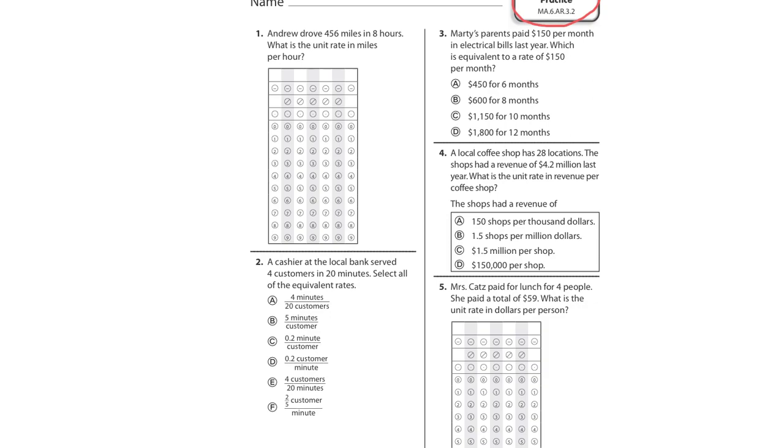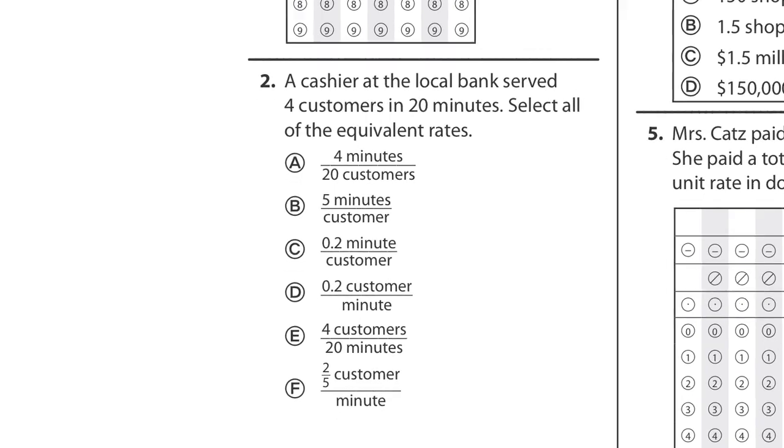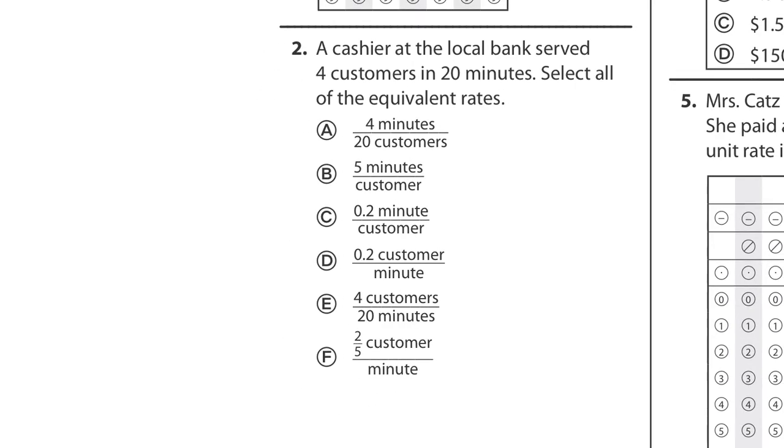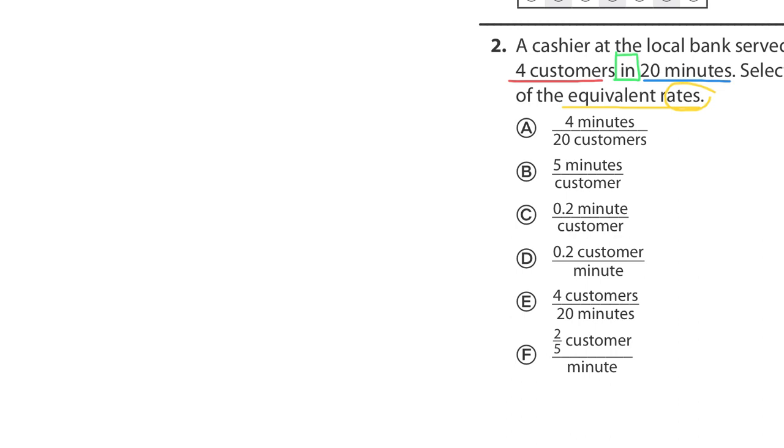Okay, here we go with problem number 2. Read it to yourself and then come back to the video. A cashier at the local bank served 4 customers in 20 minutes. So I'm going to underline 4 customers and the keyword in 20 minutes. Select all the equivalent rates. Now remember, a rate compares 2 different units. Okay? Let's write that down.